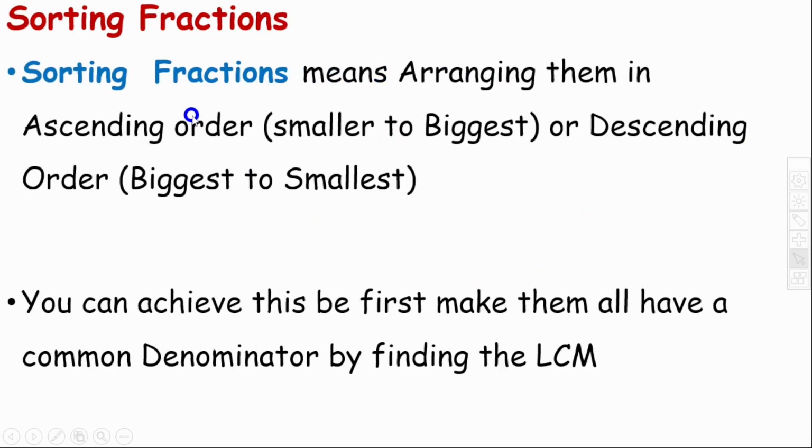Now let's get back to the topic of today, sorting fractions. Sorting basically means arranging them in ascending or descending order. Ascending order means arranging them from smallest to biggest. Descending order means biggest to smallest. You can achieve sorting of fractions by first of all making them have a common denominator, and this is done by finding the LCM of the denominators.